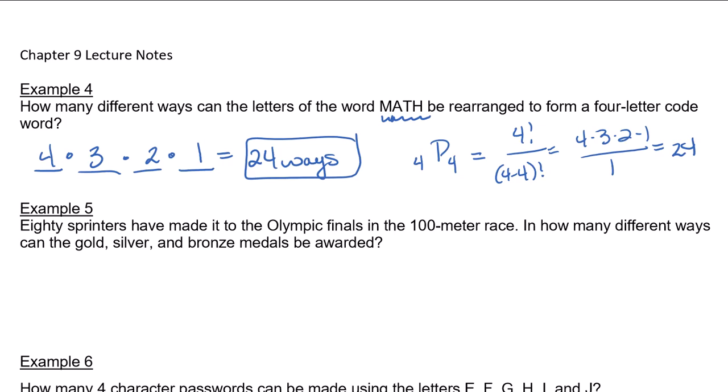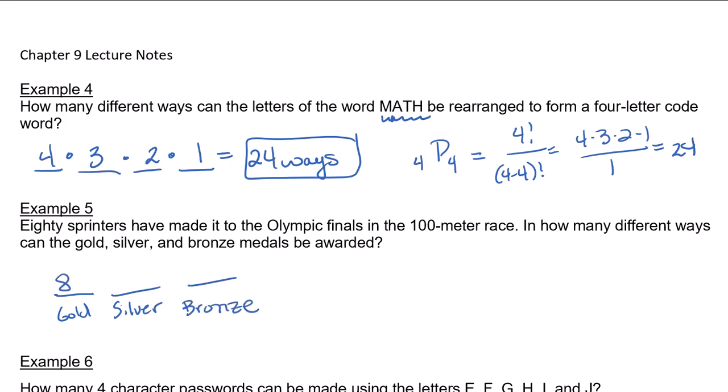In our next example, 80 sprinters have made it to the Olympic finals in the 100-meter race. How many different ways could gold, silver, bronze be awarded? Now, this is being awarded without any impact on how fast they are or anything like that. Just saying, if we have 80 people, how could we arrange them gold, silver, bronze? So we have a spot for gold, a spot for silver, and a spot for bronze.